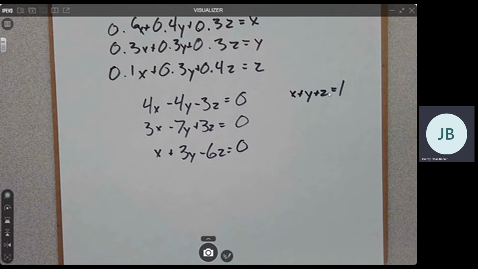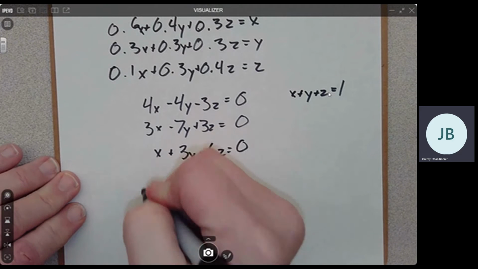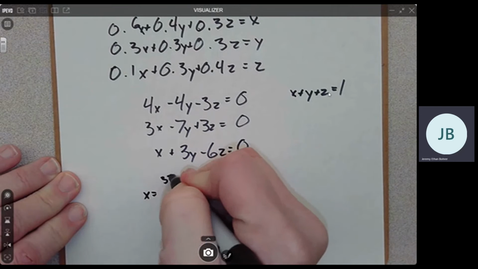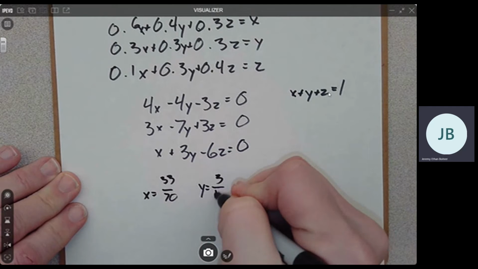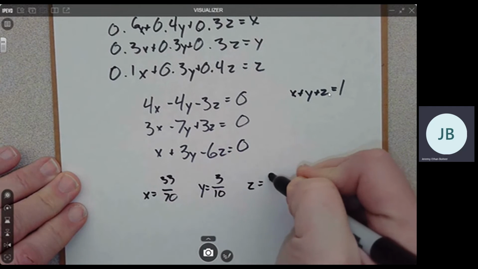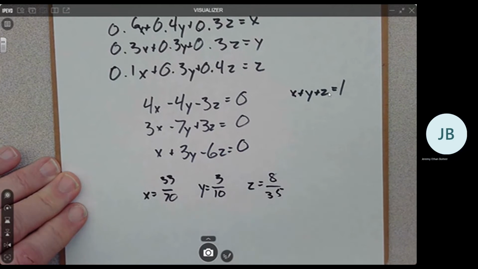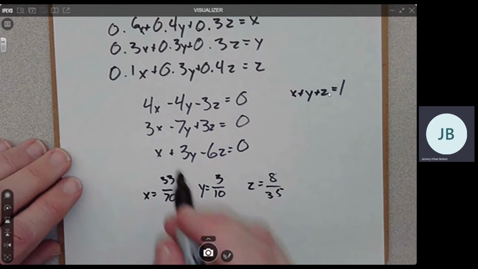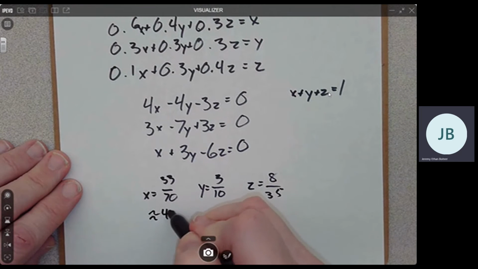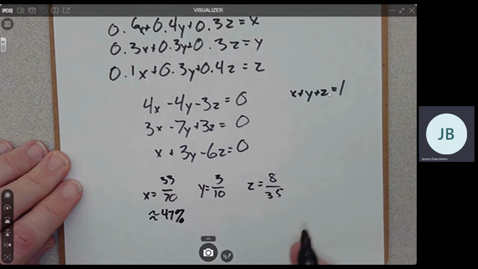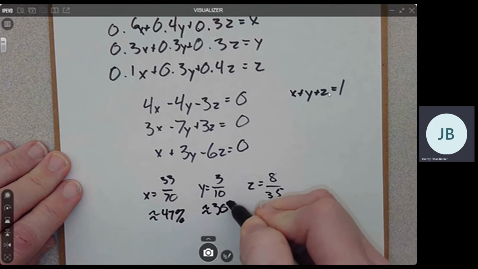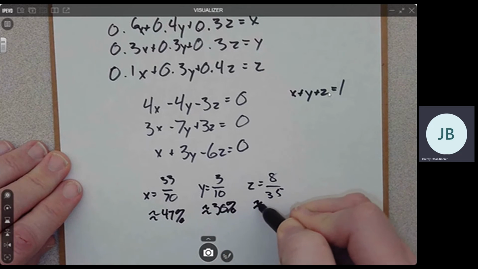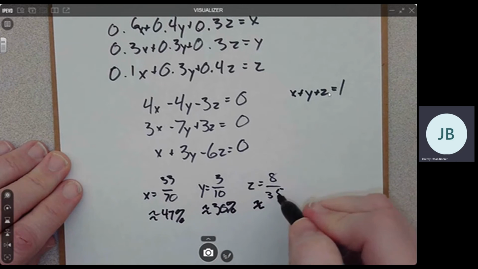We just say that we've solved this, and we get x equals 33 over 70, y equals 3 over 10, and z equals 8 over 35. In the long run, approximately 47% of the taxis are in zone 1, 30% in zone 2, and 23% in zone 3.